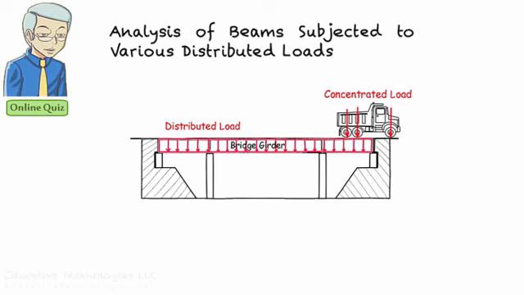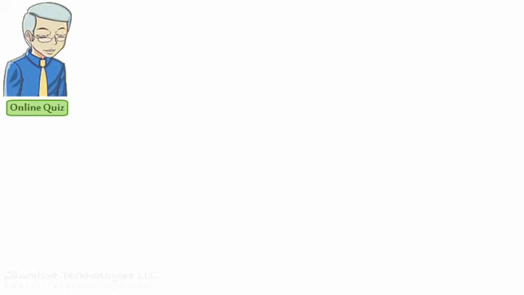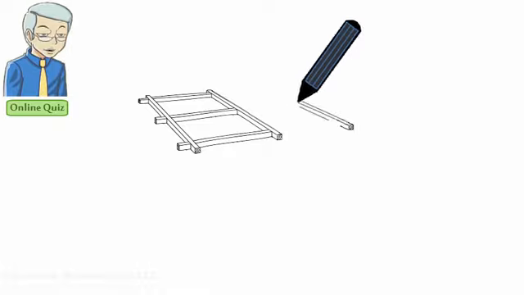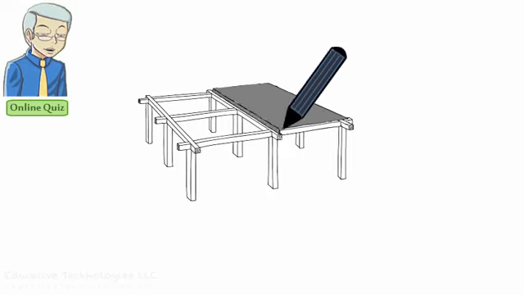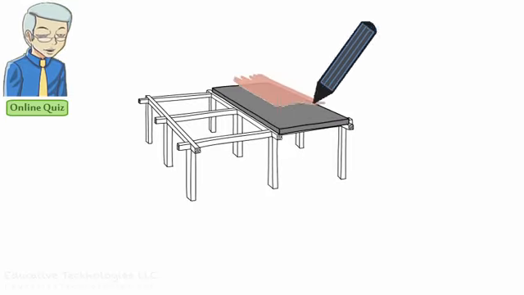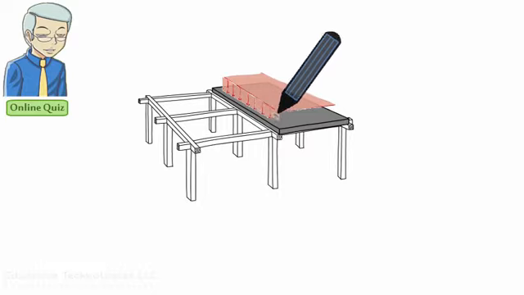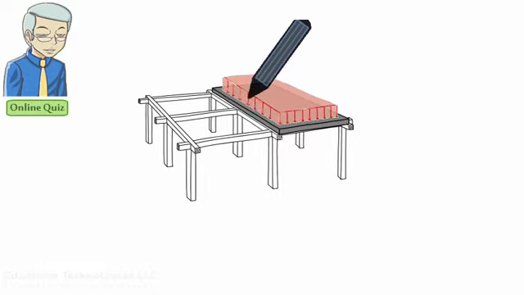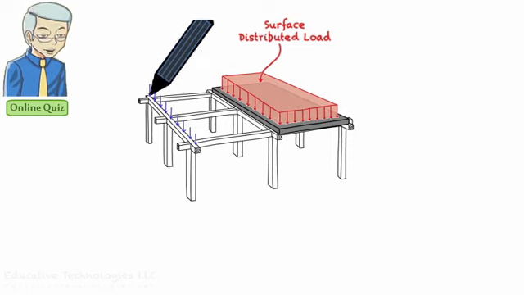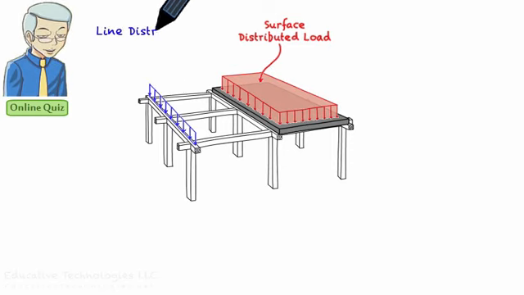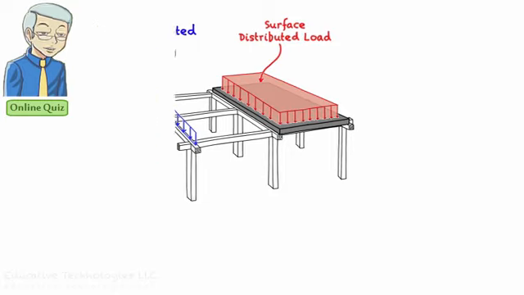Further, a distributed load can act along a line or on a surface. That is, we have one-dimensional distributed loads and two-dimensional distributed loads. A load distributed over a surface, such as a floor system, is considered two-dimensional. A load distributed along the length of a beam is considered one-dimensional. In this lecture, we're going to examine the analysis of beams subjected to various one-dimensional distributed loads.